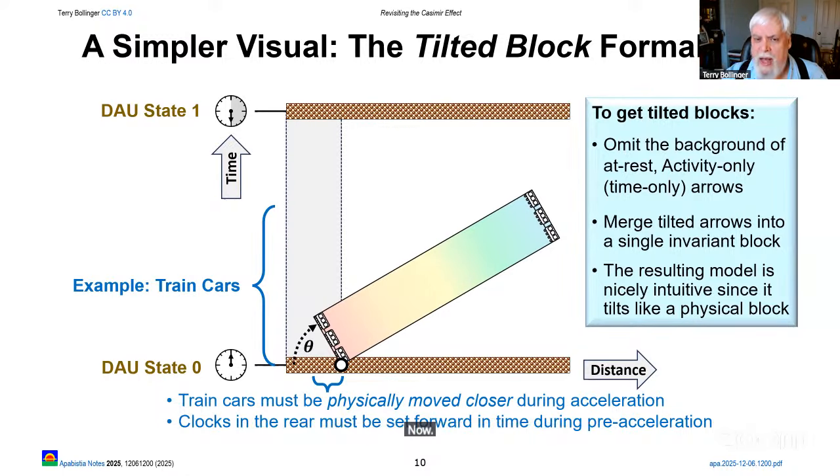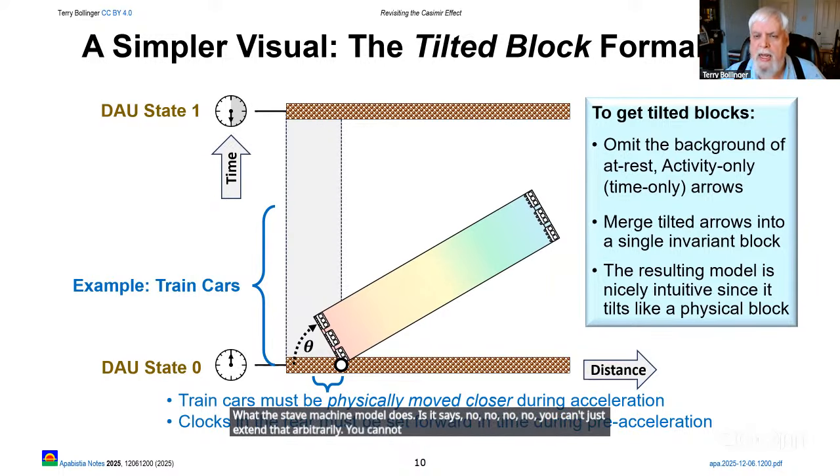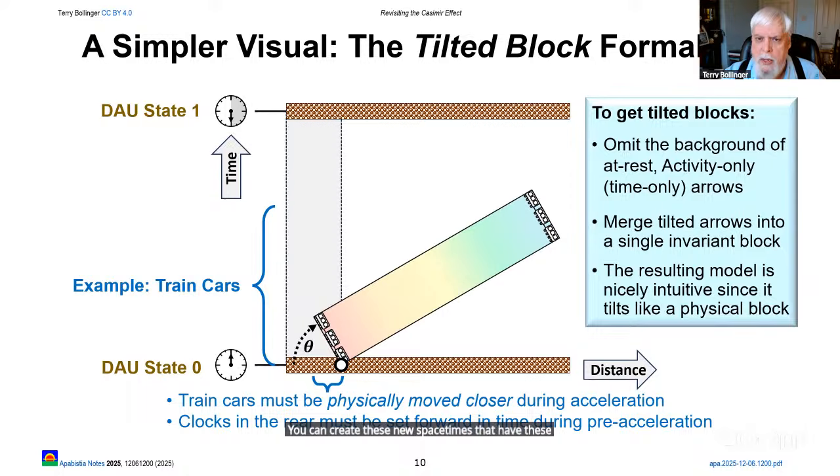Now, within that group of objects, that's where you have the remarkable ability to define a space and time in which no experiment can tell you that you're not the same as anybody else. This is the old equivalence between inertial frames. That's still there. What the state machine model does is it says, no, you can't just extend that arbitrarily. You cannot just say it applies everywhere. You can create these new spacetimes that have these marvelous properties, but they're also finite in length. So you tilt 3 cars in a train, you accelerate the 3 cars in a train, you sync them all up. That's all you get.